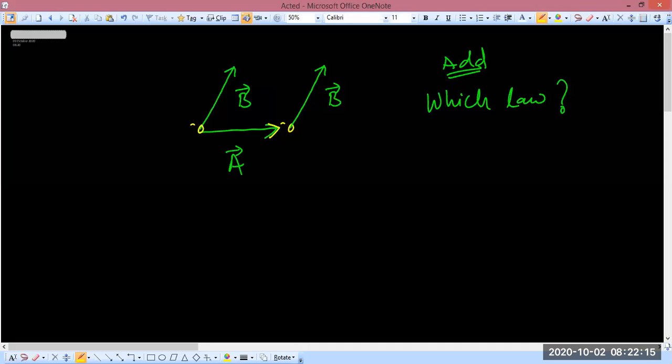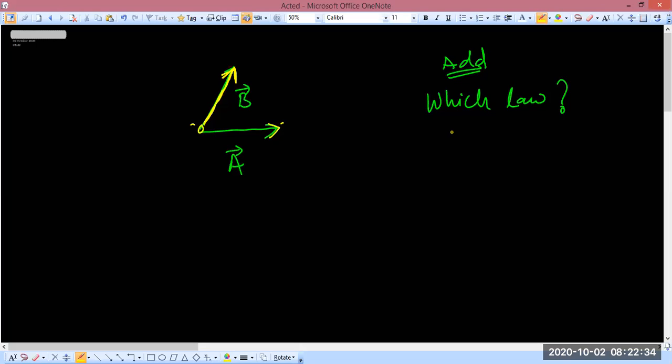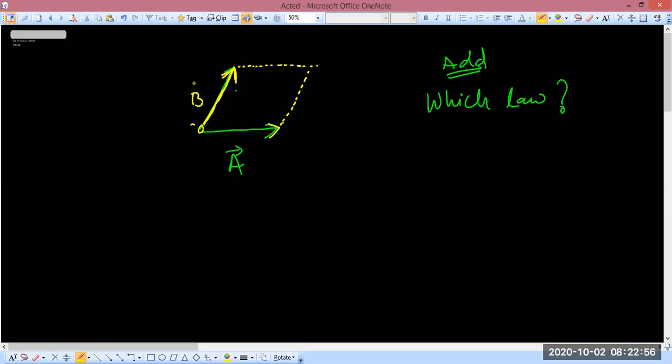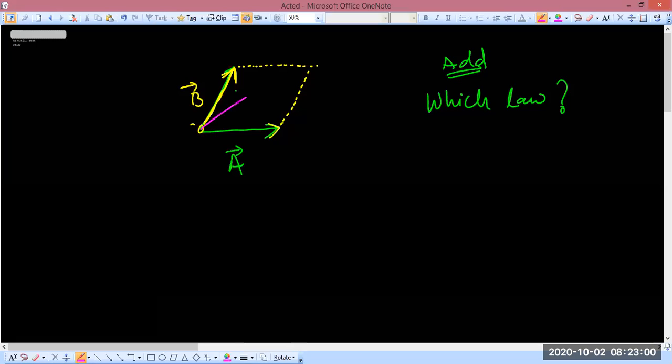So now I want all of you to just look at the yellow B. Don't look at the green one, just look at the yellow one. Ignore this for a while, okay? Now, if we want to add, we should use which law? Yes, parallelogram law, because their tails are together. So if we add it, it's going to be something like this. And then we make a diagonal like this.